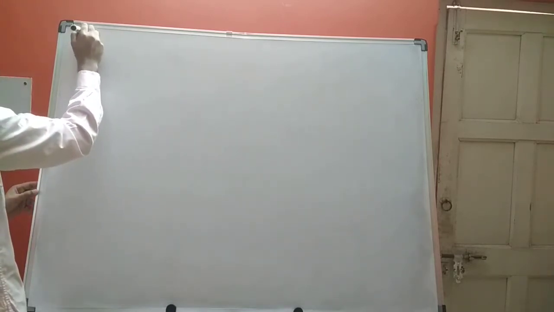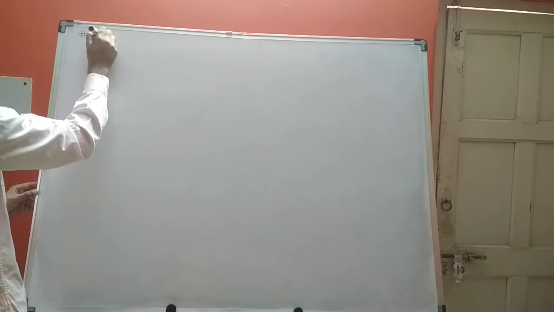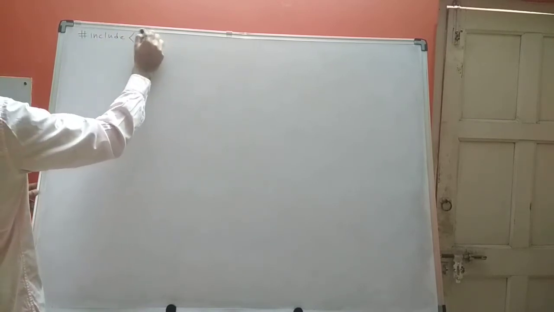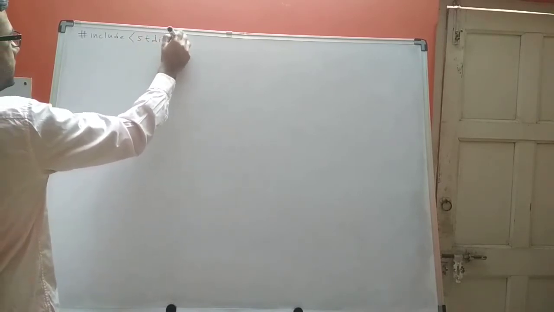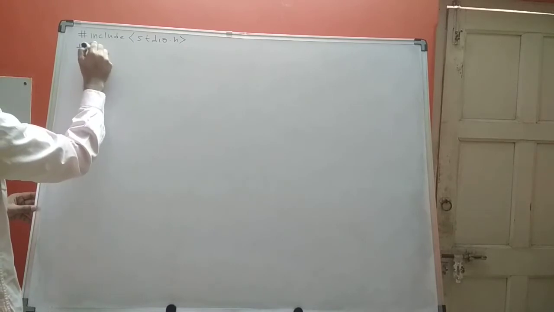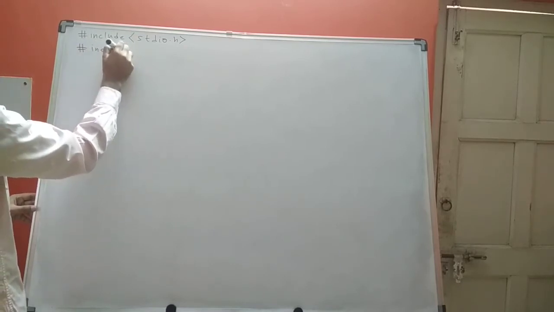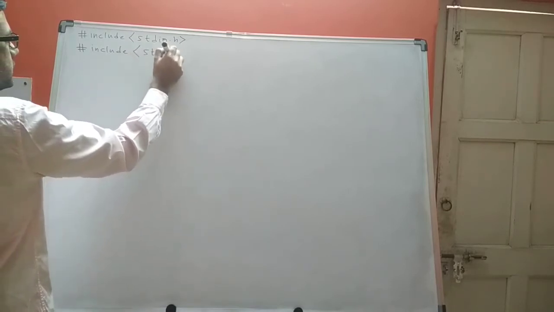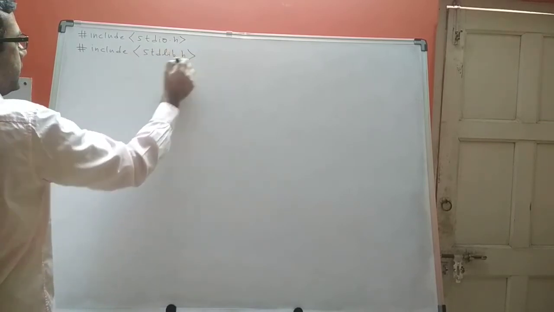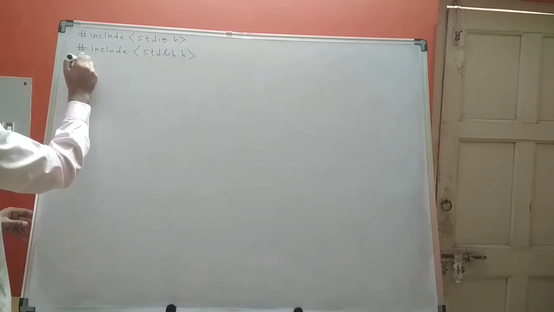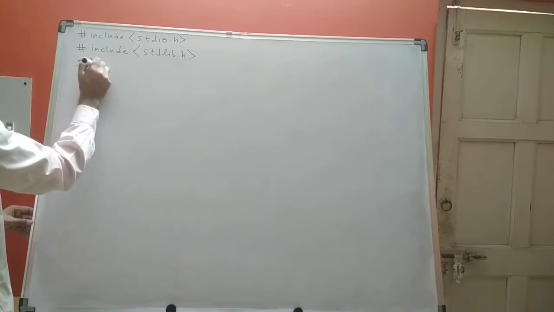The first header file that we need, for our printf and scanf, is the standard input-output header file. That's stdio.h. Now for our memory management functions, malloc, calloc, realloc, and free, we need the header file stdlib.h. Now after defining the header files, we need to create a structure. We need to define a structure.